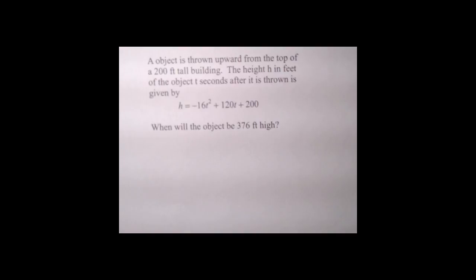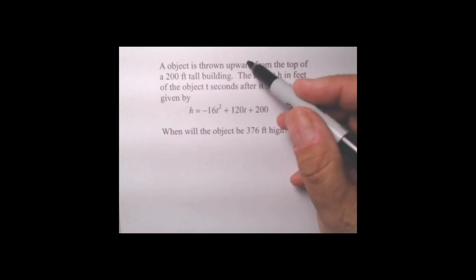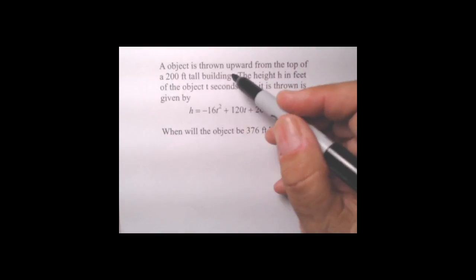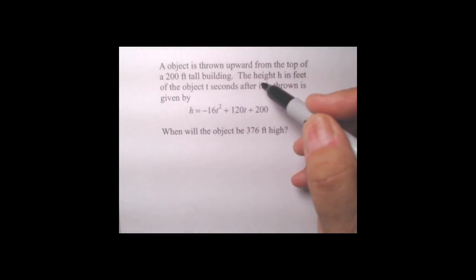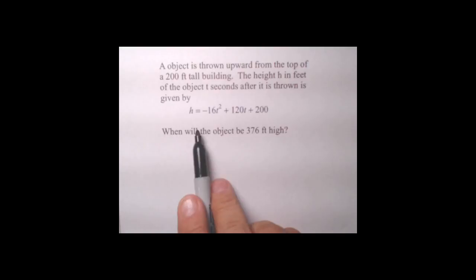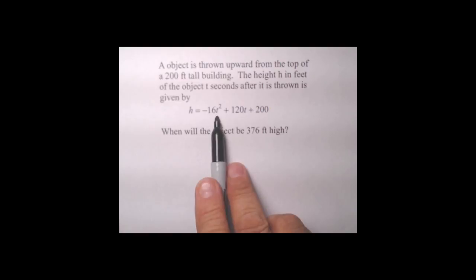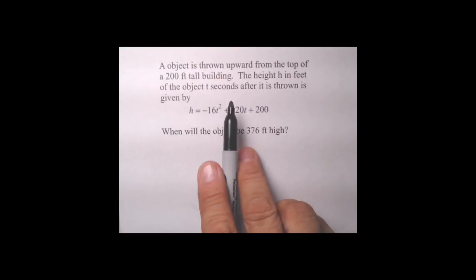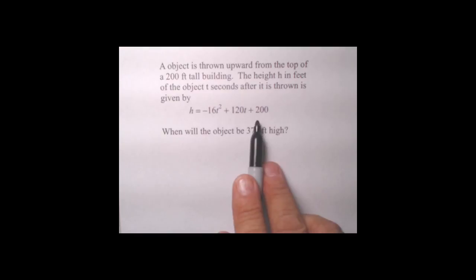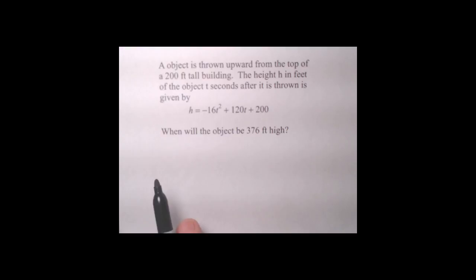Here's another one coming up. An object is thrown upward from the top of a 200-foot tall building. The height h in feet of the object t seconds after it is thrown is given by this formula. Here's the height, h. Negative 16t squared is the pull of gravity that starts pulling it back down. Plus 120t is the force with which it was thrown up in the air. And the 200 is the elevation it started at, from the top of the 200-foot tall building.